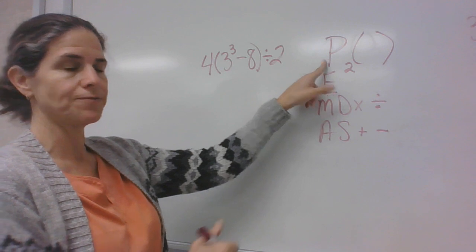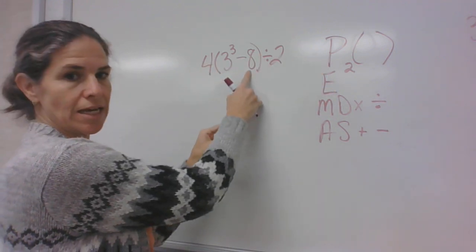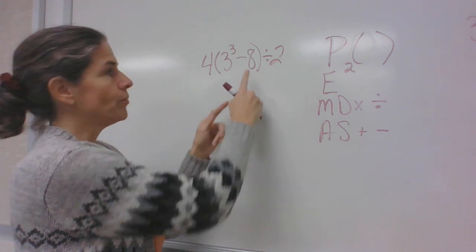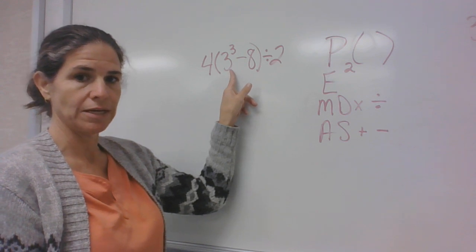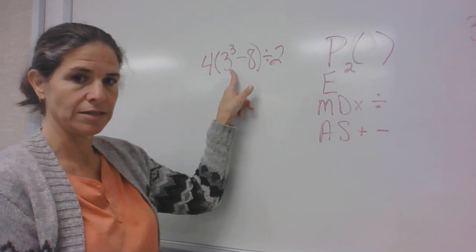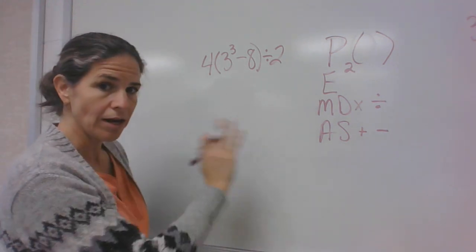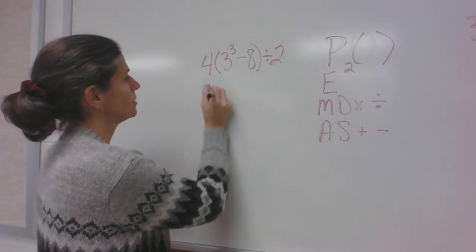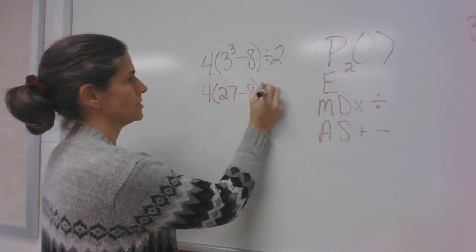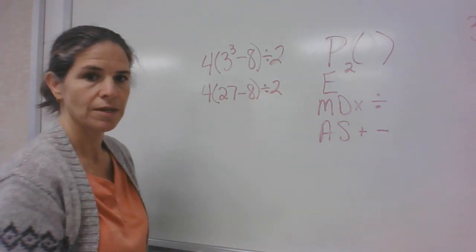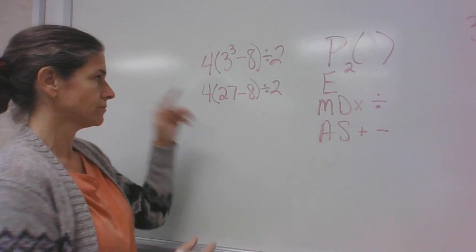We do our parentheses first. So inside of our parentheses, we have 3 to the third minus 8. Well, we can't minus 8 until we know what 3 to the third is. So 3 times 3 is 9. 9 times 3 is 27. So I'm going to rewrite all of that. 4 times 27 minus 8, close parenthesis, divided by 2. I'm not done with my parentheses yet. I still have to figure that out.